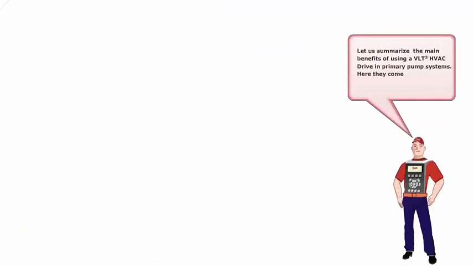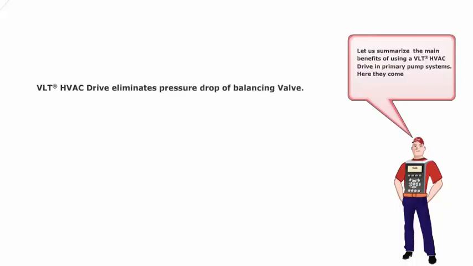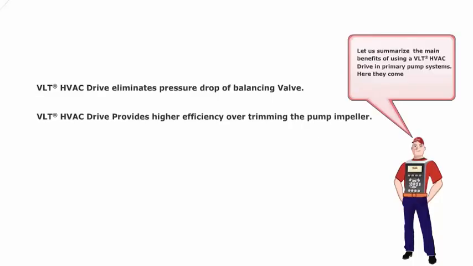Let us summarize the main benefits of using a VLT HVAC drive in primary pump systems. Here they come. A VLT HVAC drive eliminates the pressure drop of the balancing valve. A VLT HVAC drive provides higher efficiency over trimming the pump impeller. Energy savings are simple to estimate when using a VLT HVAC drive.